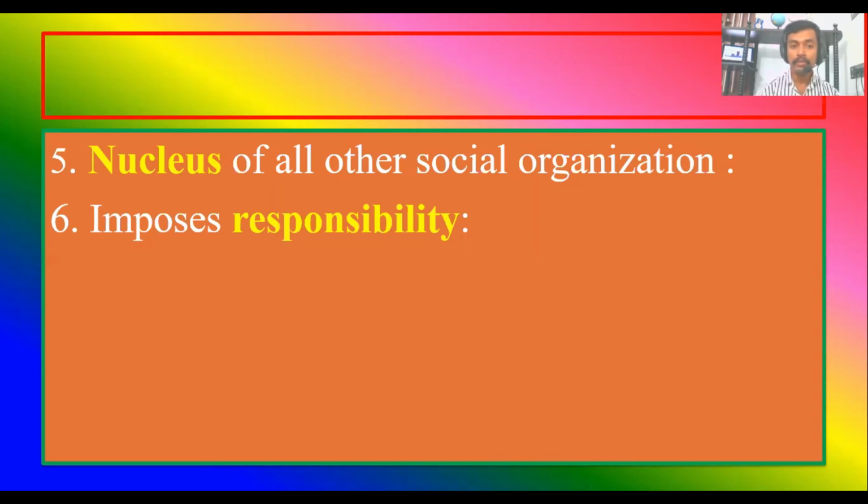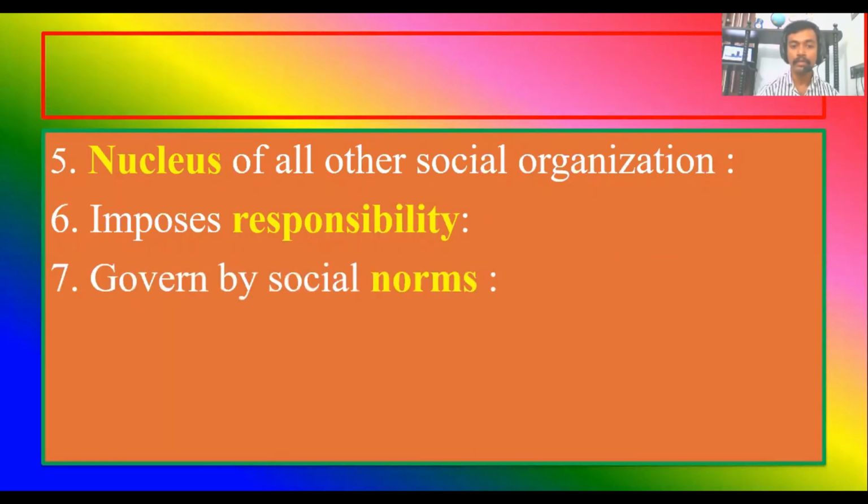Then imposes responsibility of father, mother, parents, children, governed by social norms. Students, this is a new word, norms. Every family has unique norms, which means unwritten rules by means of culture, which control individual behaviors in the family by means of norms.